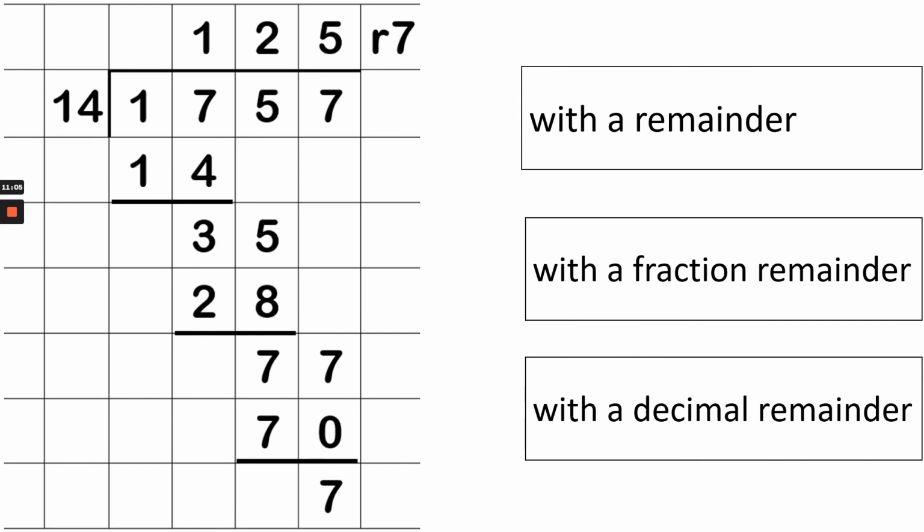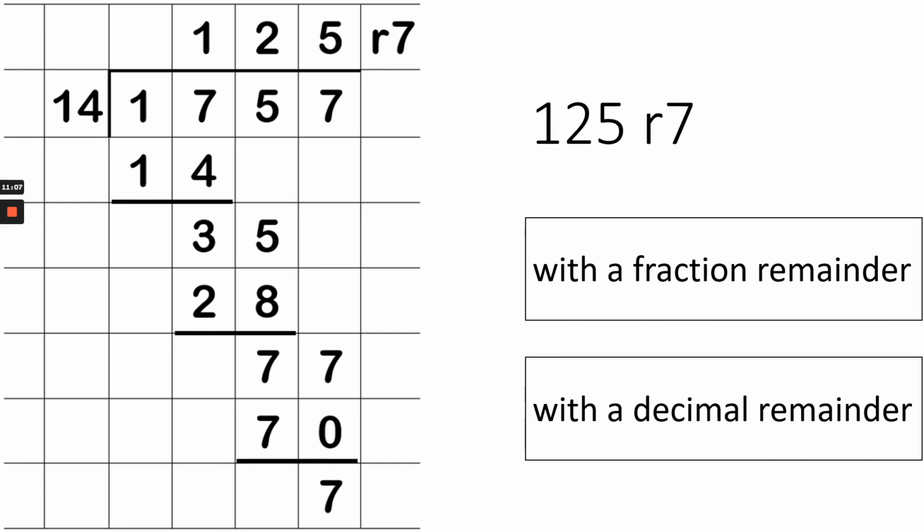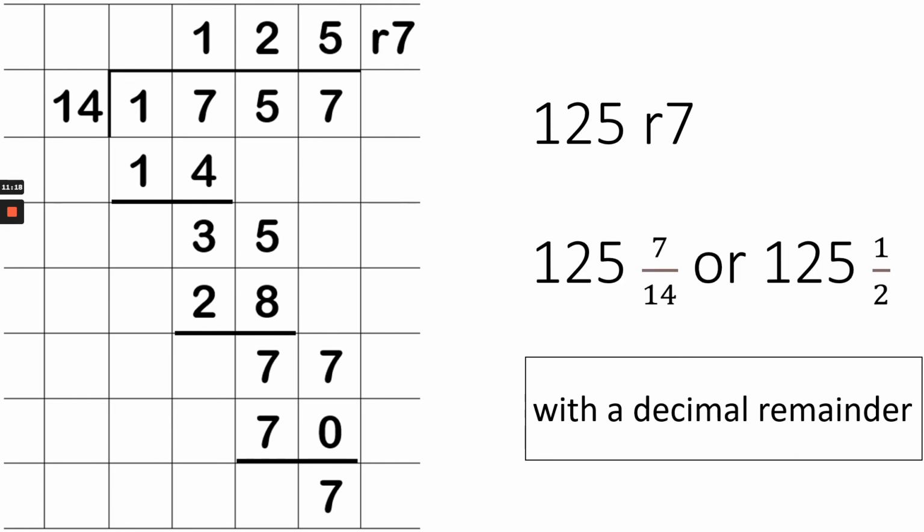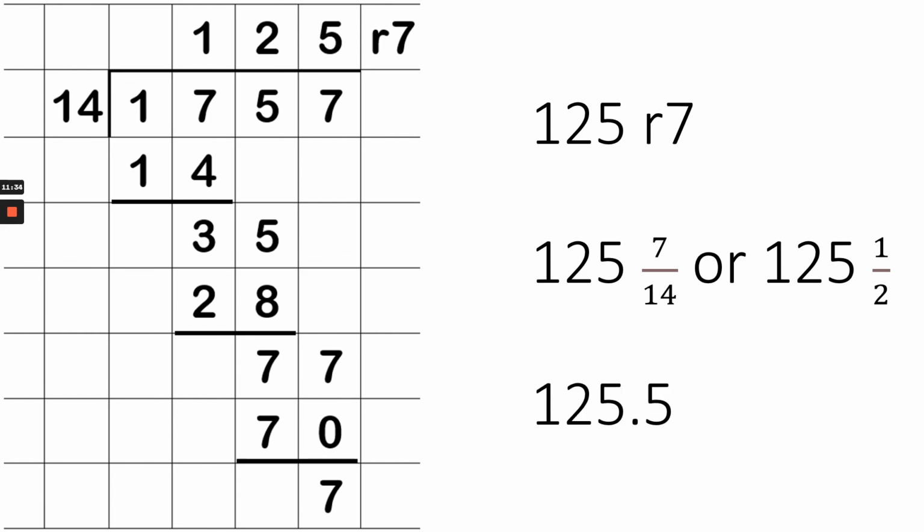Okay, let's have a look. As a remainder, it's on your screen, 125 remainder 7. I've got 7 of the 14 parts I was looking for, so now I know it as a fraction: 125 and 7/14. But I noticed that that was equivalent to half. 125 and a half. Because I know half as a fraction, I now know it as a decimal as well. 125.5. Well done if you got those 3, Year 6.